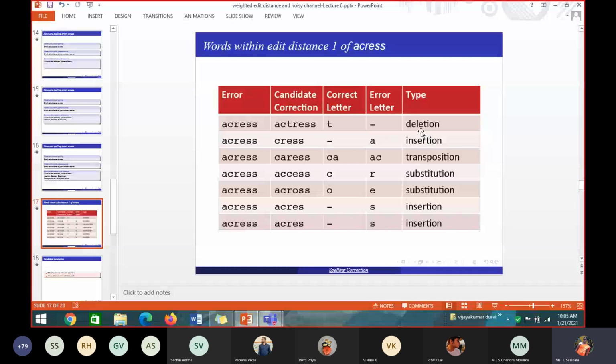Next, can you tell me for the other possible combinations? You have to tell me now. Next, my correct word is "crus" in my candidate set. I am assuming that my correct word is crus, but when I am typing it on the keyboard, I got it as "acress". So what operation is added here?